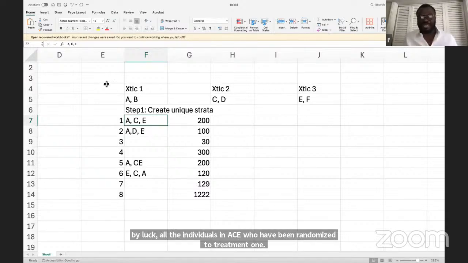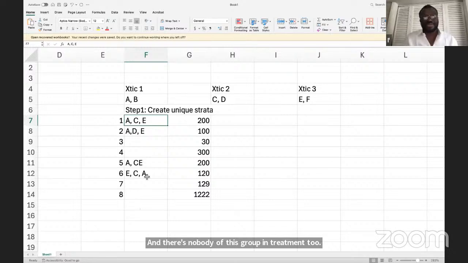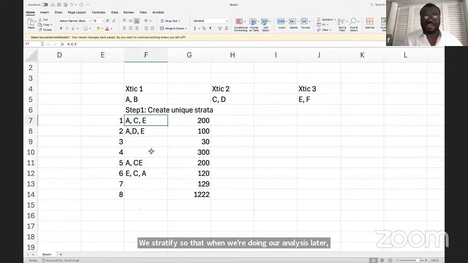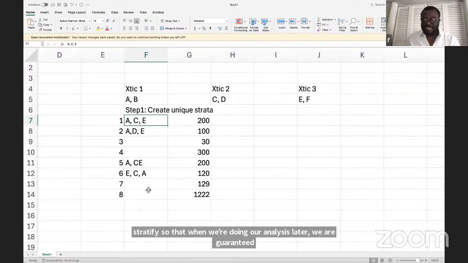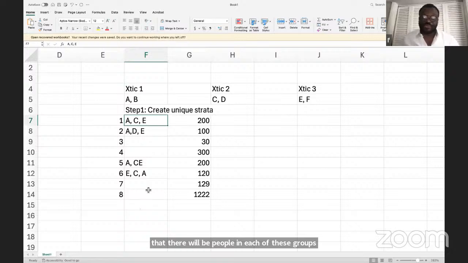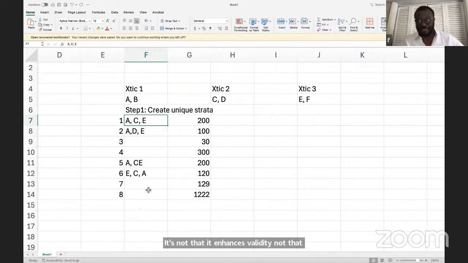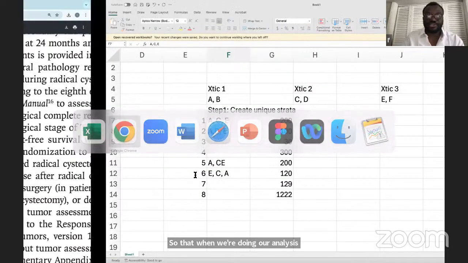We obviously will not want that. So if these variables are important to us, we stratify so that when we're doing our analysis later, we are guaranteed that there will be people in each of these groups for both the treatments and the control. So that's the reason why we stratify. It's not that it enhances validity, not that it reduces bias. It's to ensure that we have a sufficient number of people so that when we're doing our analysis later, we can have sufficient individuals to use in those groups.